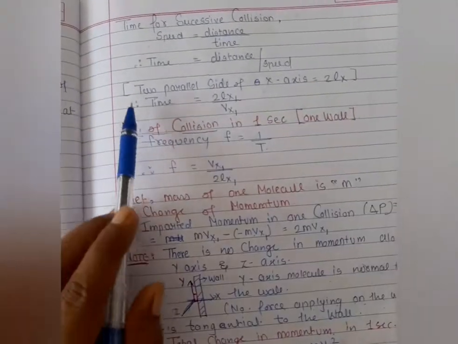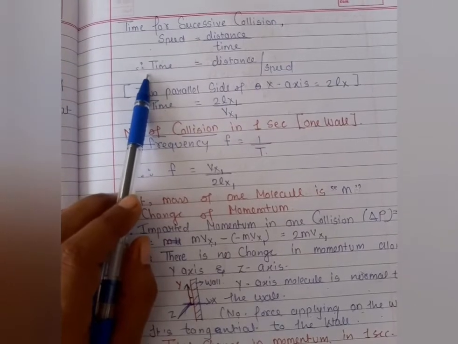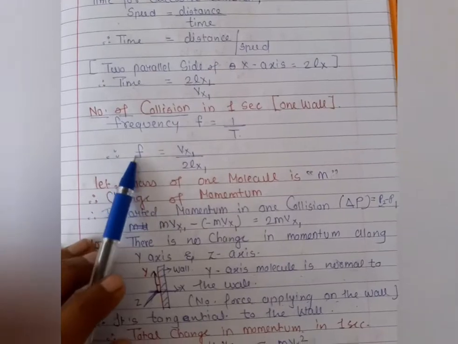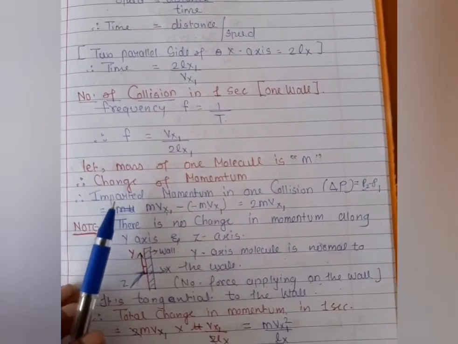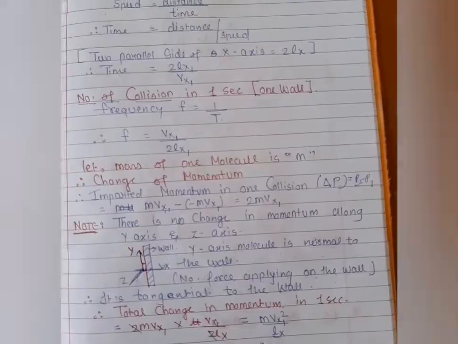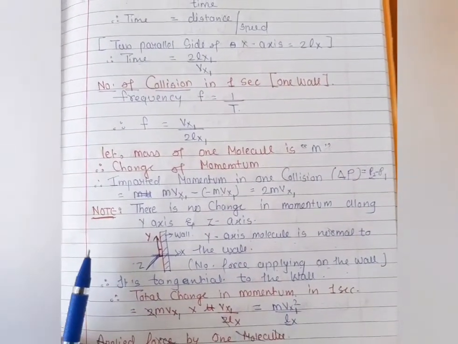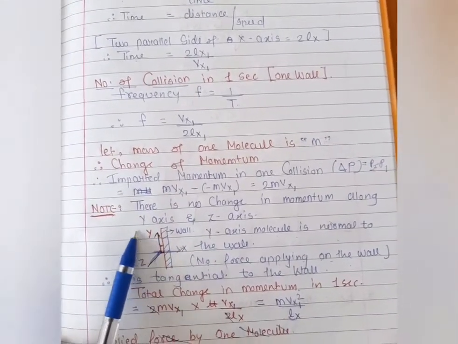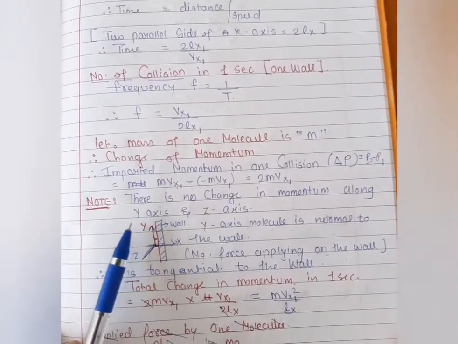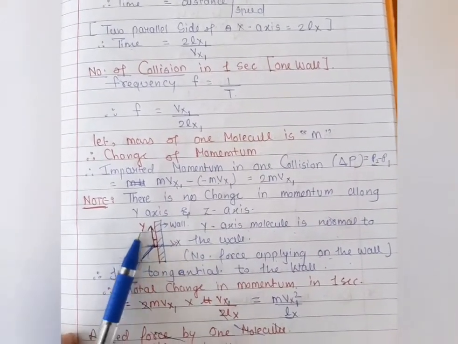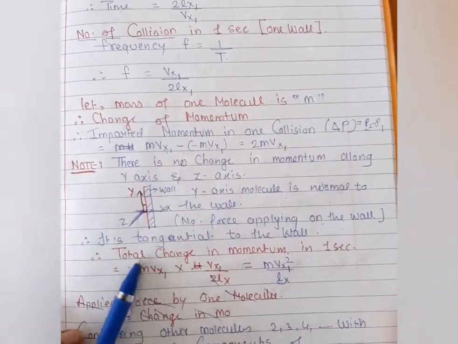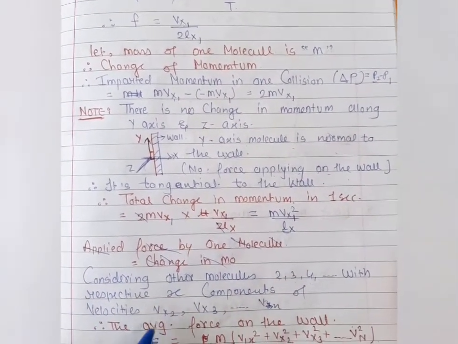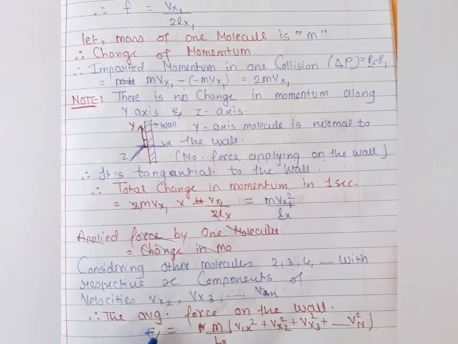So let's move on. We get the time period and the frequency of the molecules striking the surface of the wall, and the change of momentum when a molecule strikes the wall. Here, students, we consider only the x coordinate, because along the y and z coordinates no force is applied on the wall of the container, as they are tangential to the surface of the wall. We get the total change of momentum, that is mv square by lx, and let us consider the average force applied on the surface of the wall.